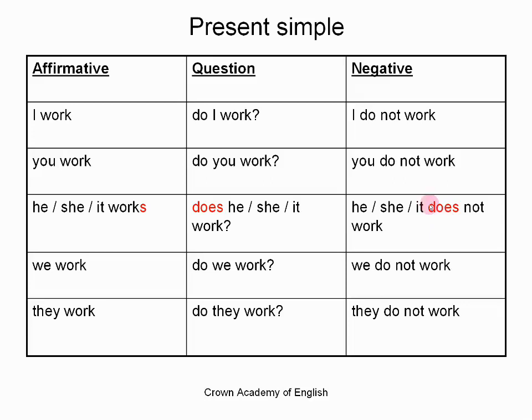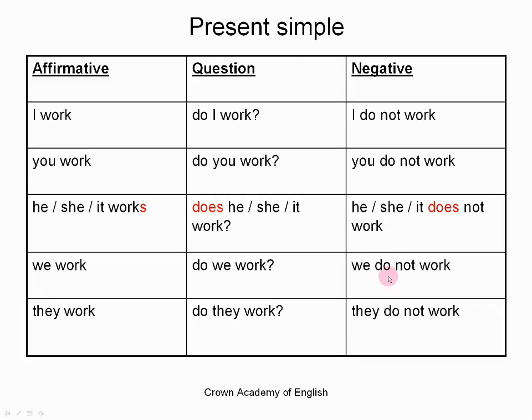So the I work becomes I do not work. You work becomes you do not work. So we add the words do not to the sentence between the word you and work. And as always, it is the he, she, it form, which is the one that changes. So he works becomes he does not work.